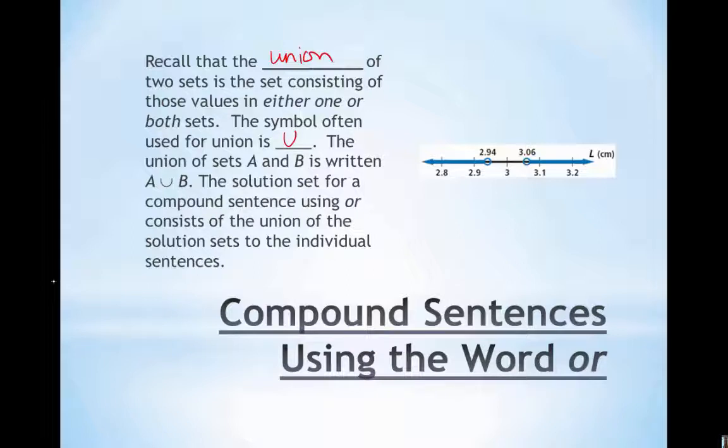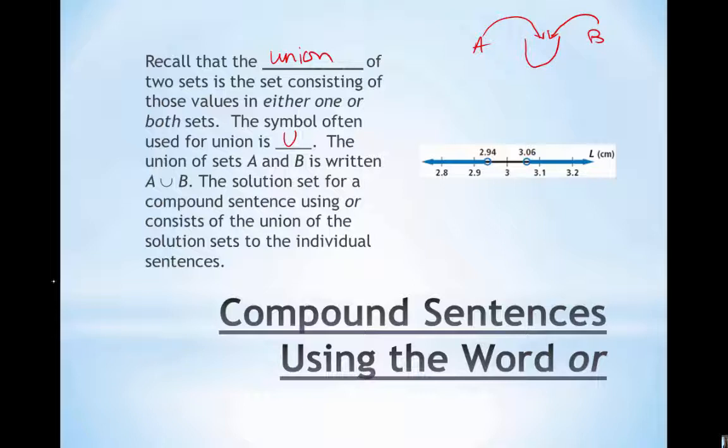The union of sets A and B is written A union B like this. The other way I tell my students in my other class, it looks like a pocket, the union sign. So basically, if you have everything in set A and everything in set B, if you throw them all into the pocket, that's a union.